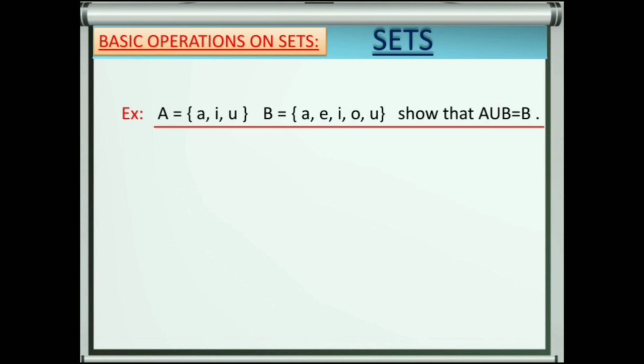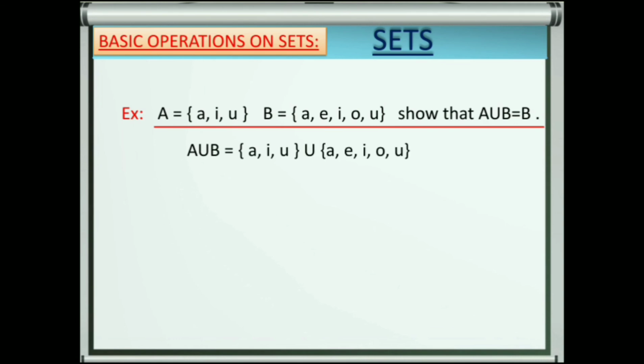So here we can observe set A. The elements in set A are A, I, U. These elements are also present in set B. It means here A is a subset of B. So we find the union of the sets.